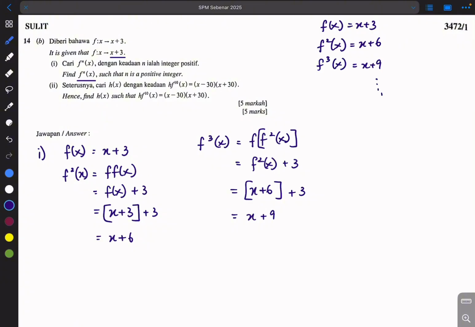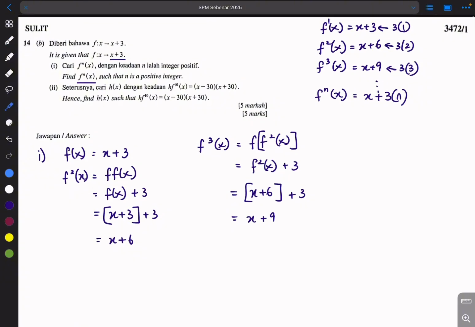And so on. So from here we can already find the pattern. When f is power 1, we get 3. When f is 2, we get 6. F is 3, we get 9. So clearly this is 3 times 1, 3 times 2, 3 times 3. So if f power n, we would get x plus 3 times n.